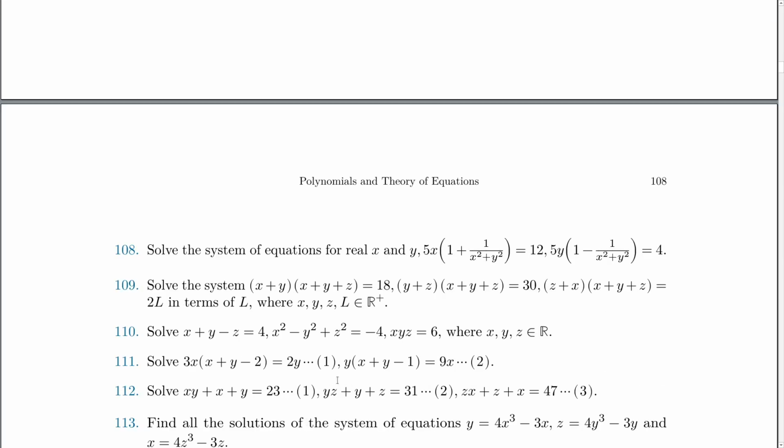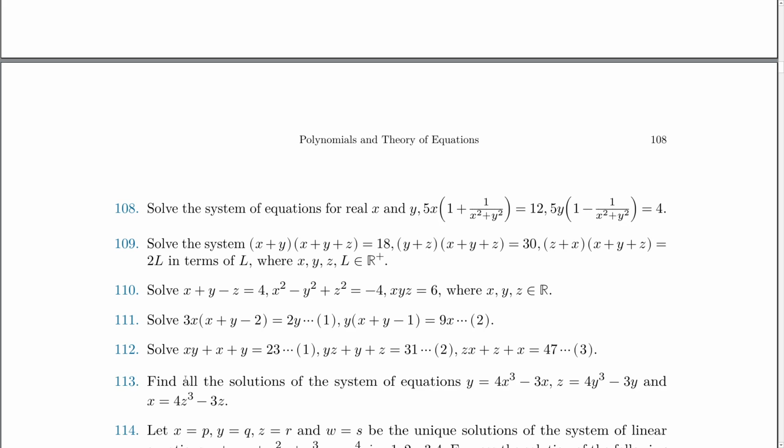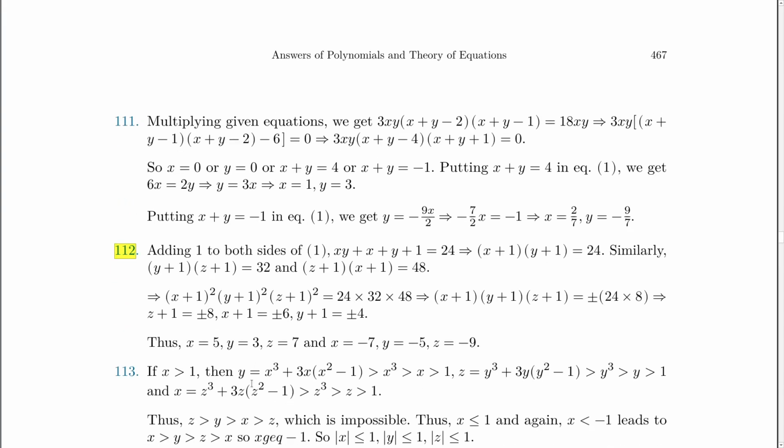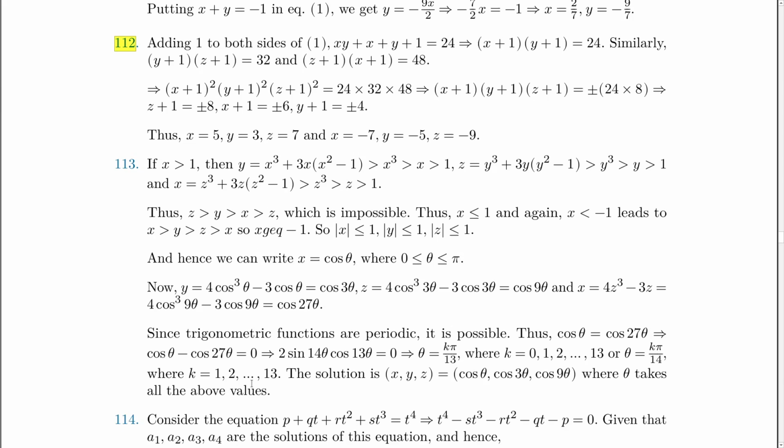Now, question 113 says: find all the solutions of the system of equations y = 4x^3 - 3x, z = 4y^3 - 3y, and x = 4z^3 - 3z. So we look at the solution here.